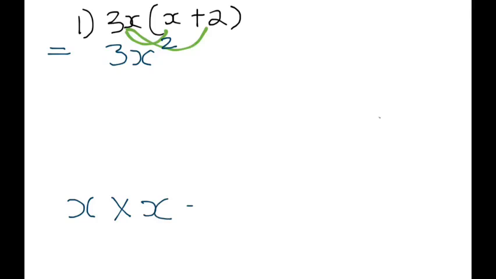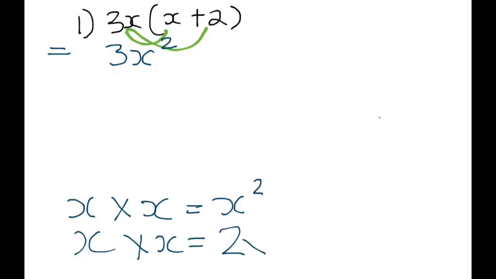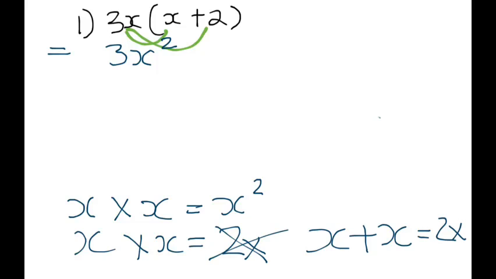So we will say your 3x multiplied by your x, and then your 3x multiplied by your 2. So your 3x times x will give you 3x to the power of 2. And the reason why it is to the power is because your x times your x will give you x to the power of 2. That is math. So x times x will not be 2x, not at all, okay? Only if you say x plus x, then you can say 2x, okay?